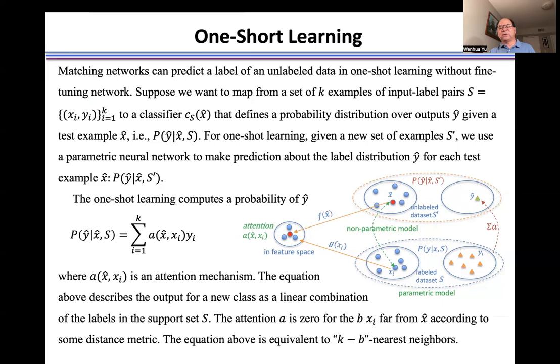To do so, we use the trained parametric model to generate a feature G in feature space, and we generate a feature F for the input data x-hat. And then in feature space, we calculate the attention A. And then we use A to calculate the probability of label y-hat given x-hat and S by computing the sum of weighted values y_i.